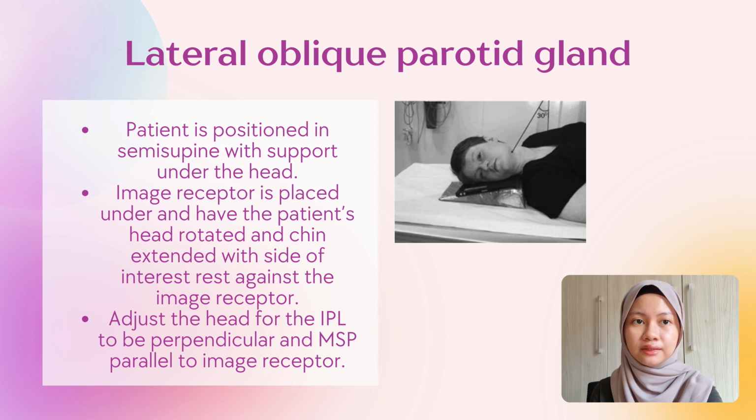The final view is the lateral oblique. The patient has to turn their body to a semi-supine position with a sponge under their head as support. Once again, the image receptor is placed under the patient's head with the head rotated and chin extended on each side. The central ray is angled 30 degrees cephalic to the interpupillary line.